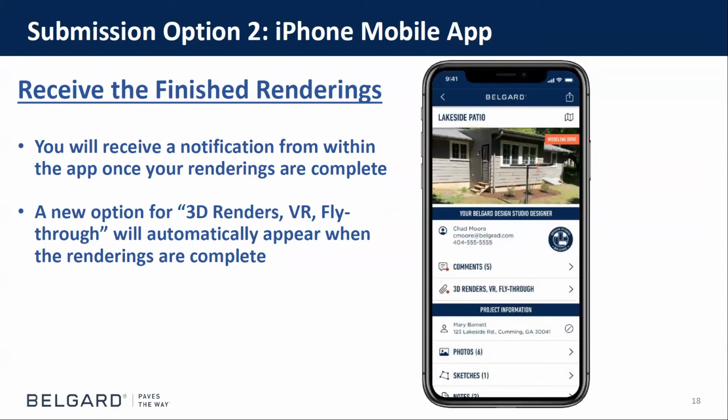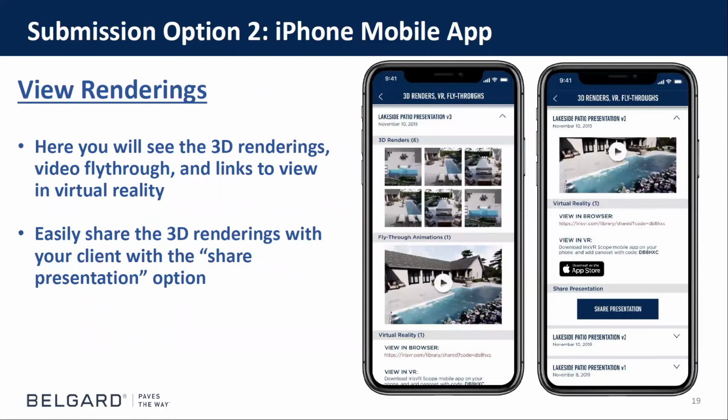So as long as they have notifications turned on in their iPhone settings, there'll be a red icon that appears, and it'll let them know that the 3D renderings package is ready for them to view. So all of that's going to be viewable from within the app. And you'll be able to see the regular 3D renderings, the fly-through animations, all of the virtual reality stuff, all from within the app. They can share the presentations right with their client, however they choose.